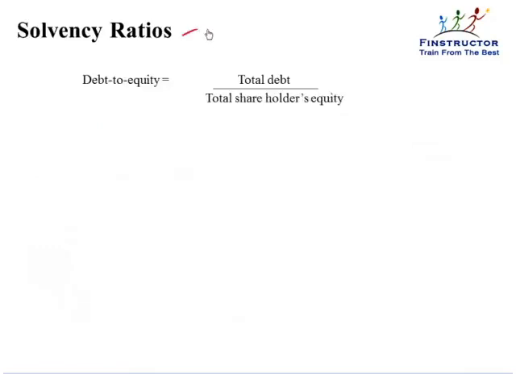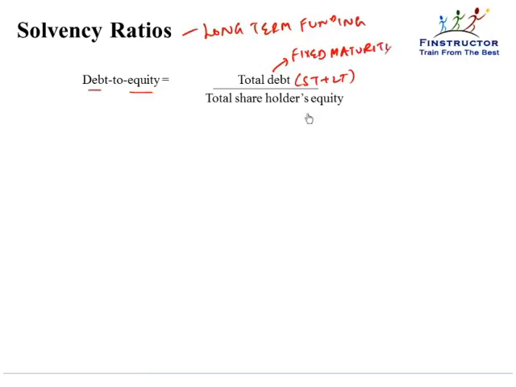Solvency ratios tell us about the long-term funding position of the company. So does the company have enough assets and equity to meet its long-term obligations? So the first ratio that we'll study is called debt to equity, which is calculated as the total debt, short-term plus long-term, upon the total shareholders' equity. This will include preferred equity, if any. Please note that debt has a fixed maturity and needs to be paid back by that date, whereas there is no fixed maturity for equity.